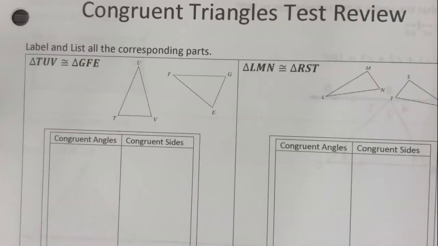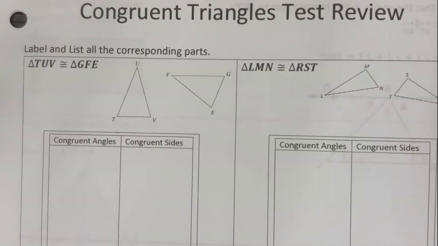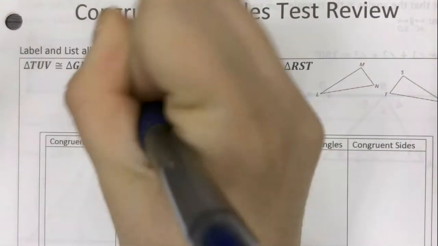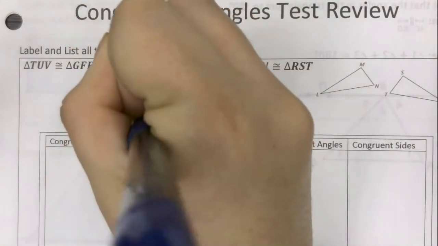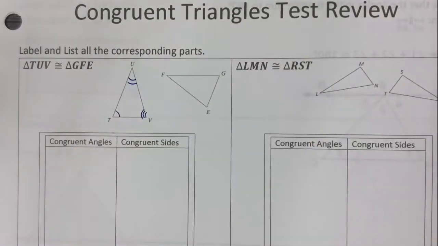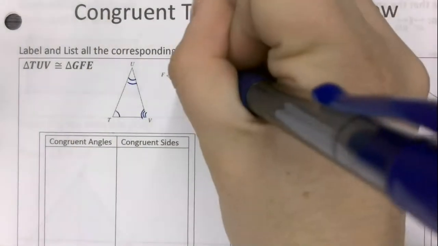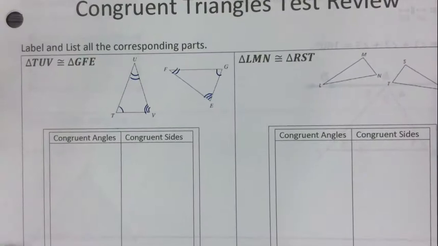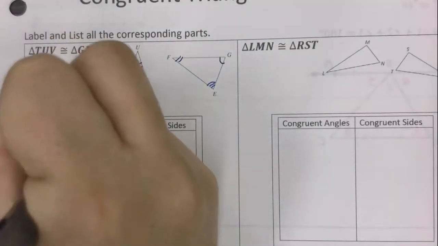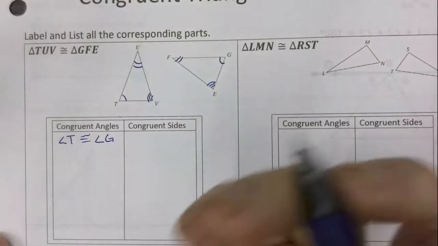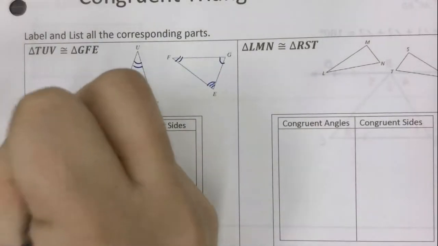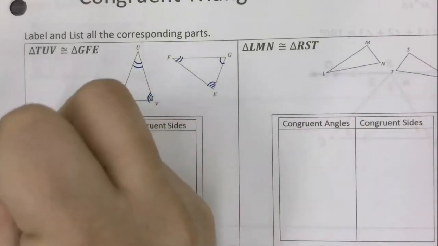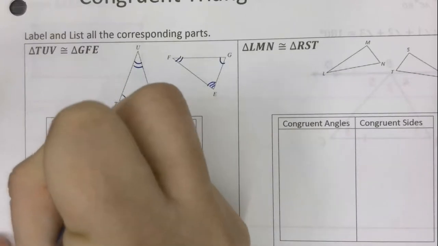For the first two questions, it wants me to label and list all my corresponding parts. So it labels the triangle TUV. That means I want to go in order and mark up my angles. So I have 1, 2, 3, and then the second triangle goes in order from G, F, E. So that means angle T is congruent to angle G, angle U is congruent to angle F, and angle V is congruent to angle E.